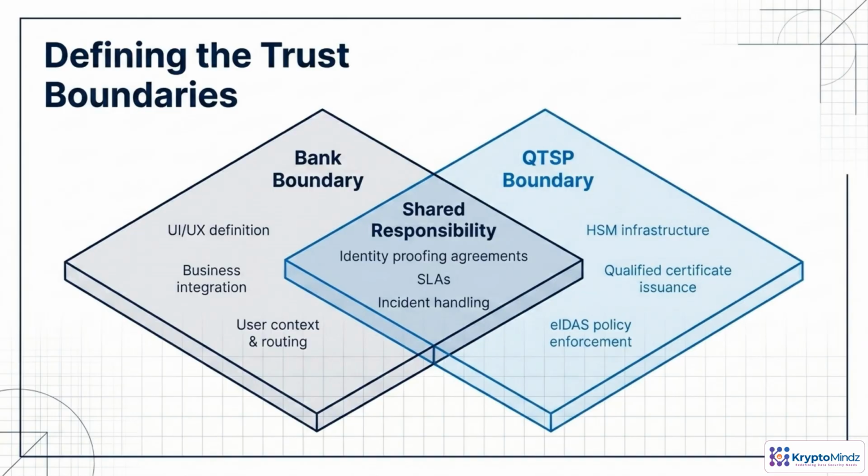It helps to think in terms of trust boundaries. The bank owns the customer journey: how onboarding looks, which legal terms are shown, and how users and documents are routed into the signing flow. It also has to integrate correctly with QTSP APIs. The QTSP owns the qualified trust layer, secure HSM infrastructure, certificate issuance, and strong authentication with detailed evidence logs. Between them, shared agreements define identity proofing, SLAs, incident handling, and evidence formats for compliance.